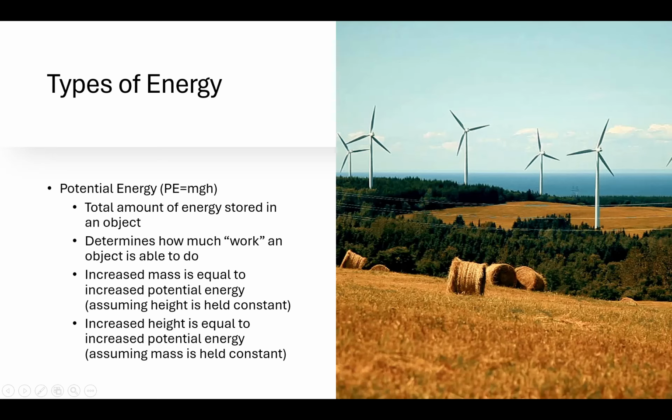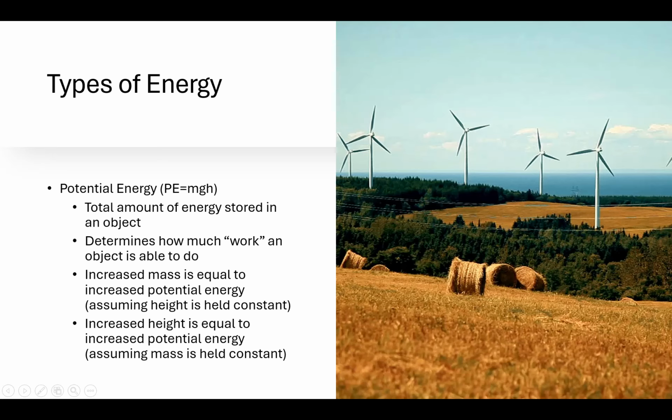And the mass of that object plus the height of that object are going to have a big role in how much potential energy or how much work an object is able to do. So the relationship, when we look at this equation, mass times gravity times height for potential energy: you increase the mass, this lowercase m is the mass, that's going to be equal to an increased potential energy. So increased mass, you have an increase in potential energy, assuming the height is held constant. So we're not varying the height.